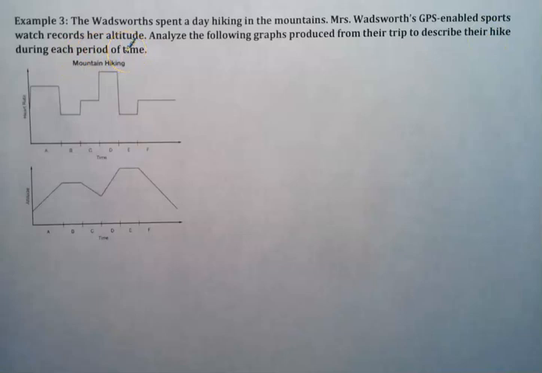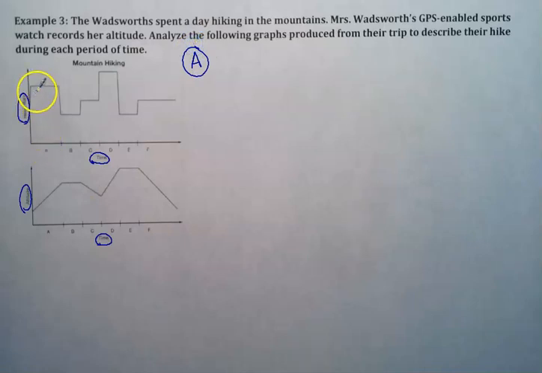If you look at these, we have a little bit of difference. We have the time here and her heart rate, and this one is the time and the altitude. So we want to analyze both of them, produced from their trip to describe their hiking during each period of time. You'll notice that we have the same periods of time: we have A, and then we have B and C. We're going to figure out what's happening during each period of time. So let's look at A.